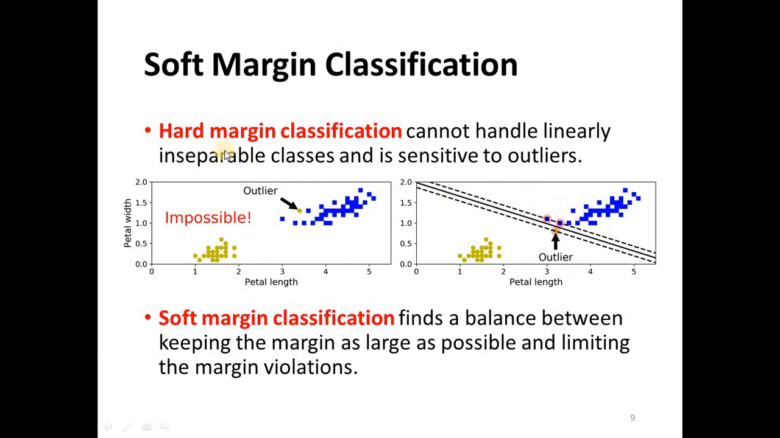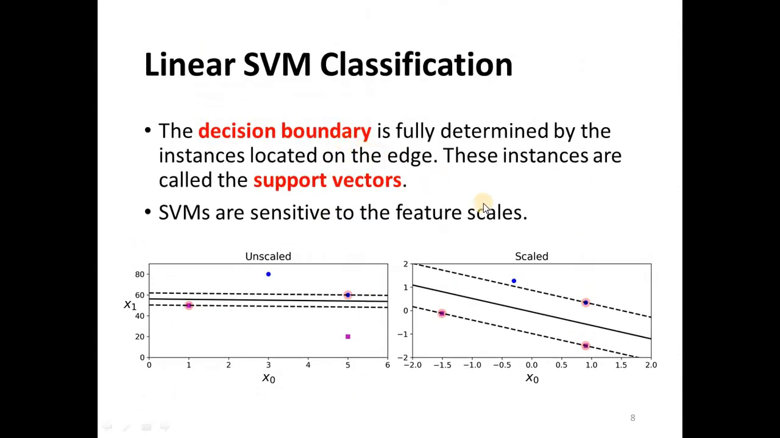The basic SVM is hard margin SVM. For classification, this is hard margin classification. Hard margin classification means that there cannot be samples or instances in the margin.